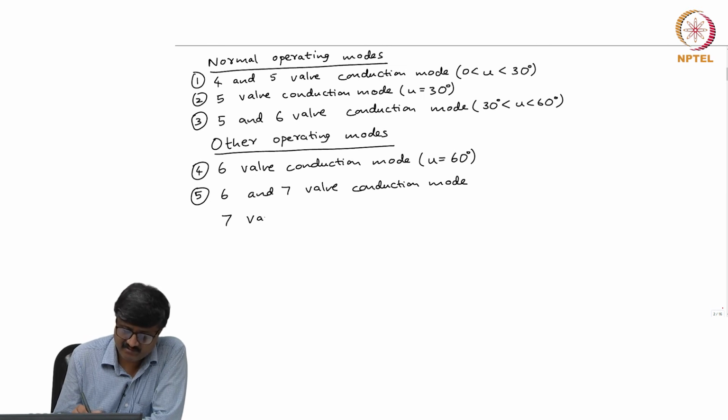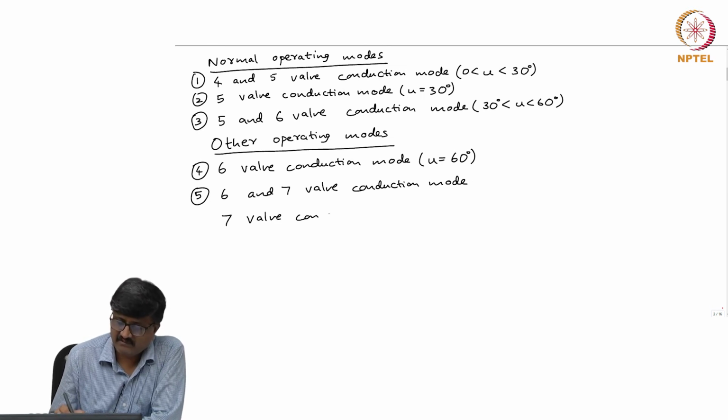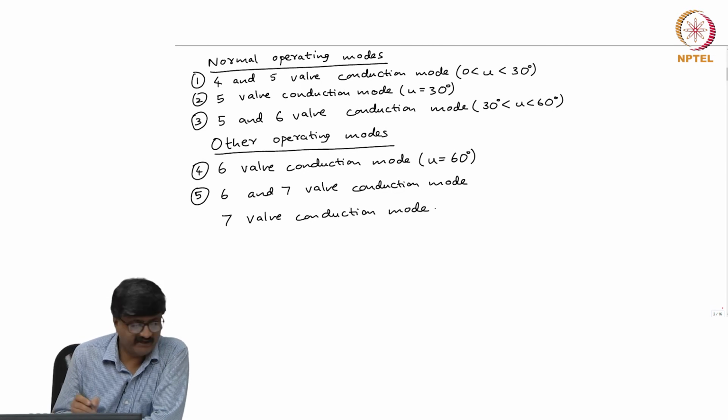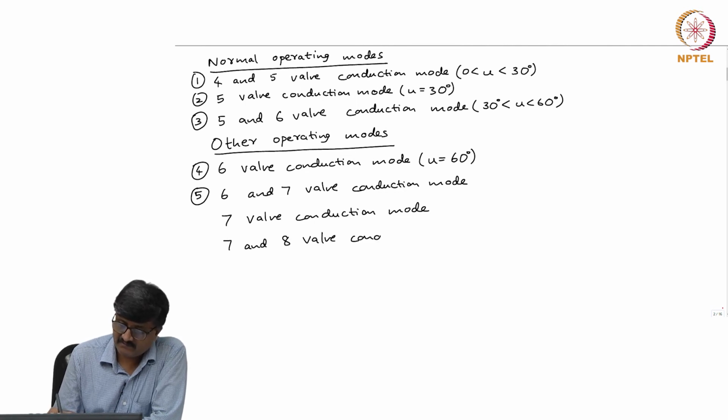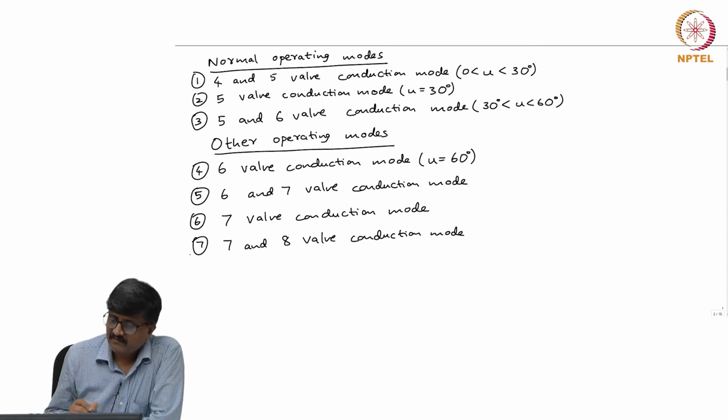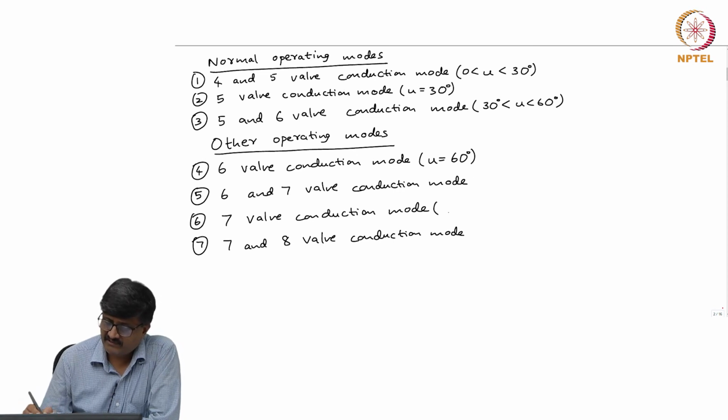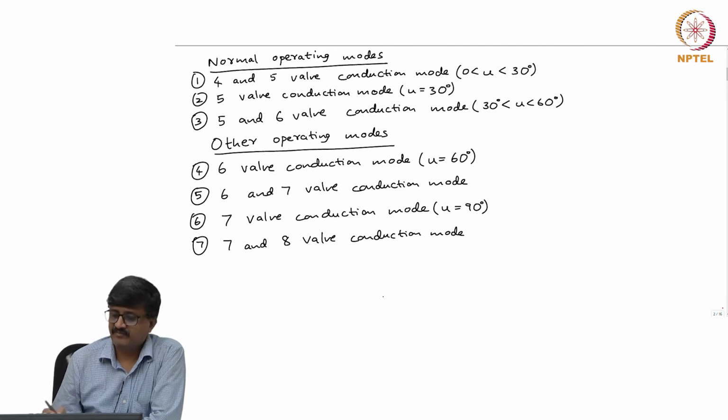Seven valve conduction mode and 7 and 8 valve conduction mode. So, these are the other operating modes. One can show that if u is equal to 90 degrees, then we get 7 valve conduction mode.